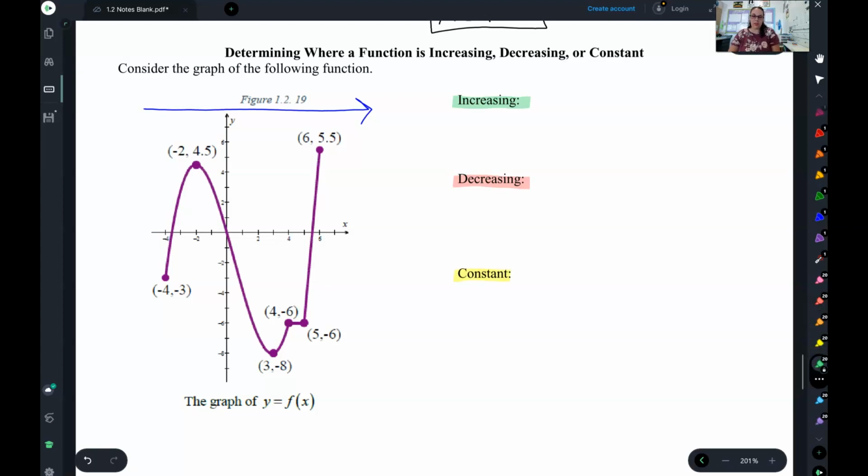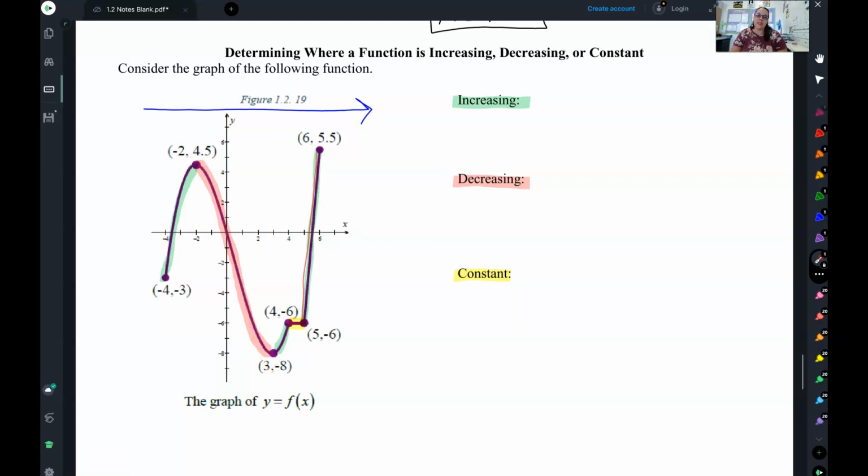So I start over on the left. I'm going to follow the graph, and I look, okay, right here, this is increasing because I'm going uphill. This next spot, I am decreasing because I'm going downhill. Next spot, I'm increasing because I'm going uphill. This part is constant because it's flat. And then I have increasing uphill. So hopefully you can see that I'm going from left to right, uphill, downhill, uphill, flat, uphill. That's how we tell those.